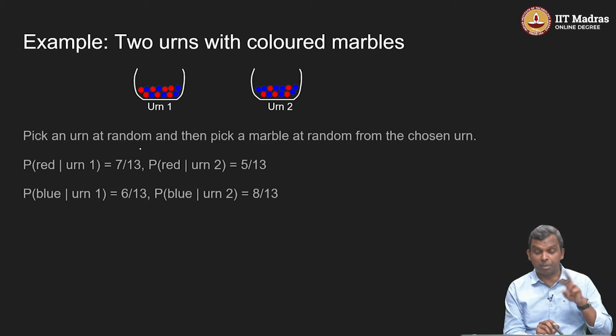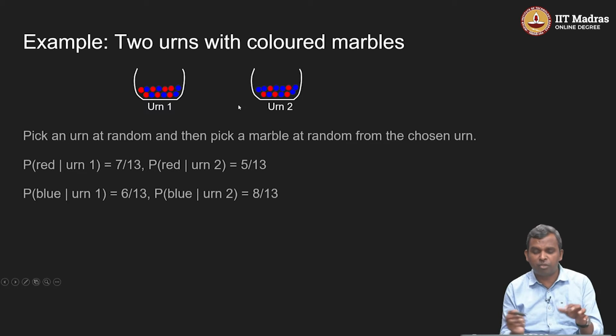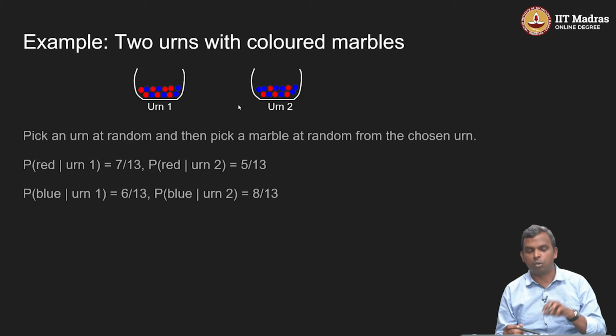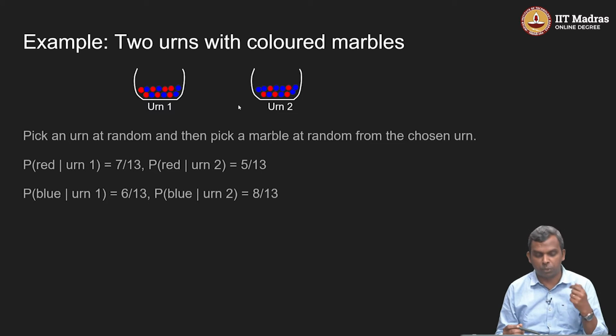Okay, notice there are two steps here now, right? So you first pick an urn at random, and then you pick a marble at random from the chosen urn. It's not that all of them are put together and I pick one at random. Then I have only one action. Here I do it in two steps. First step, I pick an urn. It could be urn 1 or urn 2. That I do at random. Then once I pick an urn, I go in and pick a marble from that urn at random. Okay, so that's what I do here.